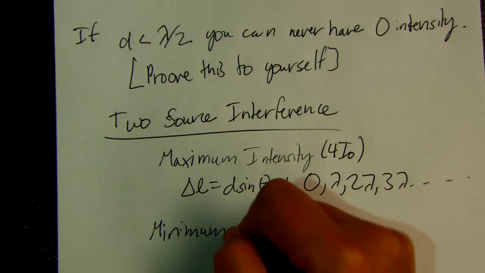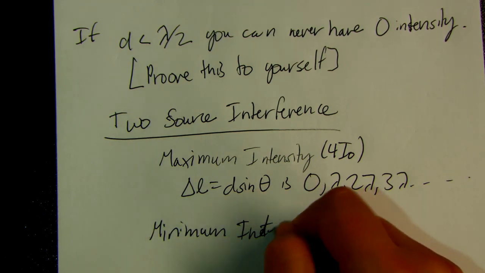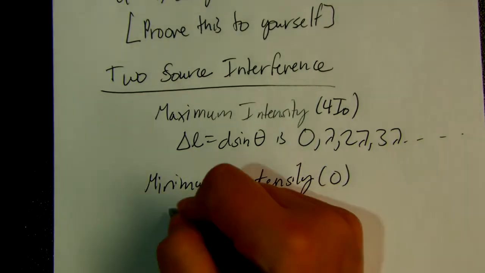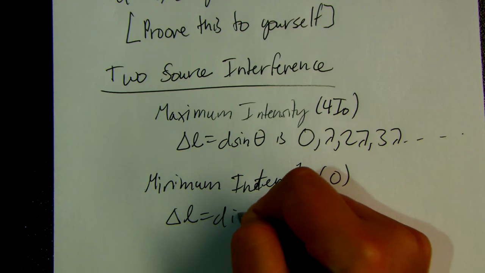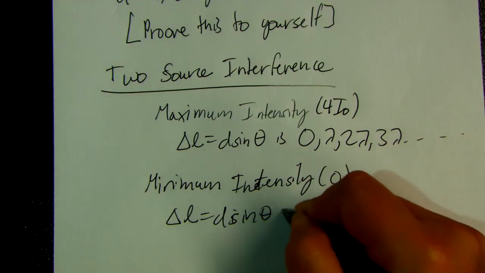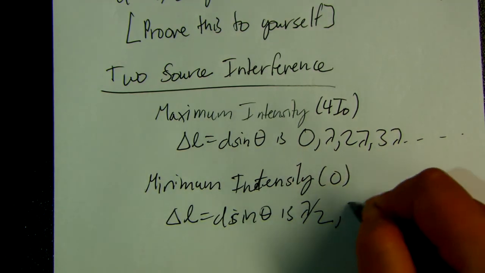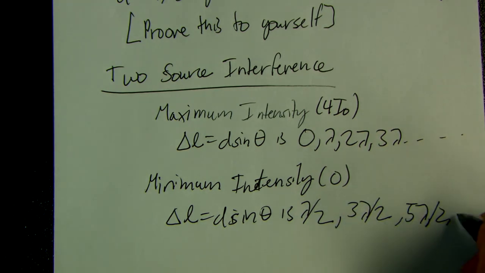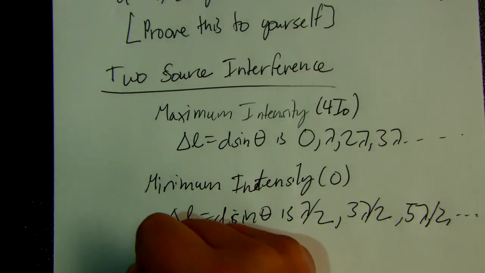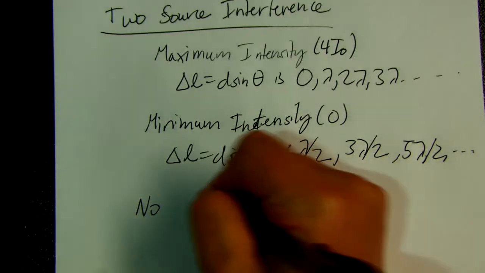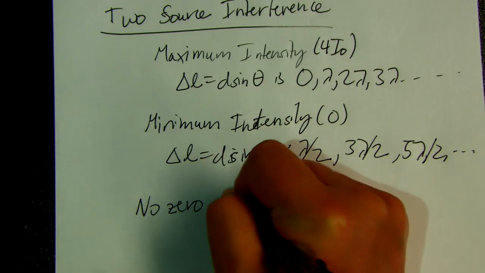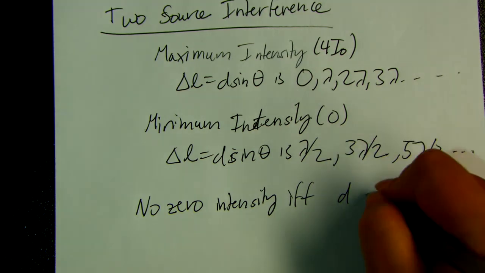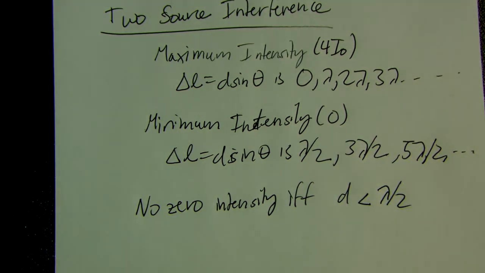Minimum intensity, which is 0, occurs at delta L is equal to d sine theta is lambda over 2, 3 lambda over 2, 5 lambda over 2, etc. And no zero intensity if d is less than lambda over 2.